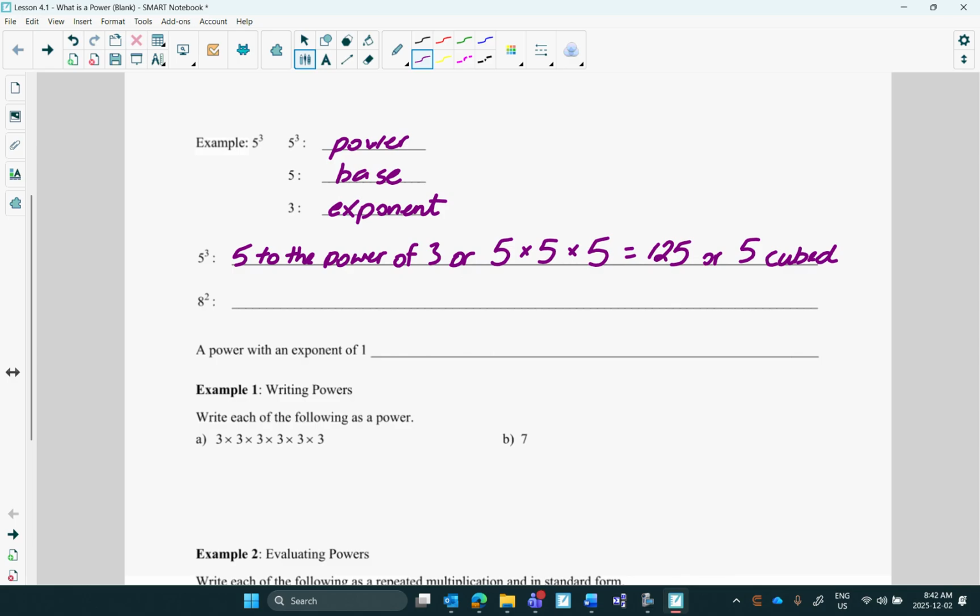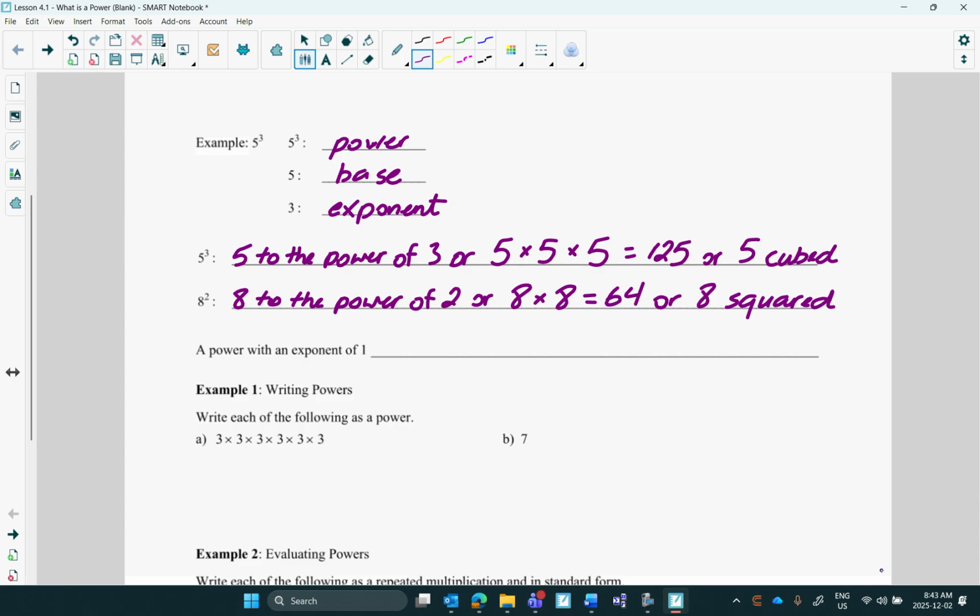I'm gonna read this. 8 to the power of 2. Or 8 times 8, which is 64. Or if the exponent is 2, we can use a certain word. 8 squared. Cubed is 3. So if the exponent is 2, we can use squared. If the exponent is 3, we can use cubed. If it's 4 or 5 or 6, we just say to the power of. Okay?